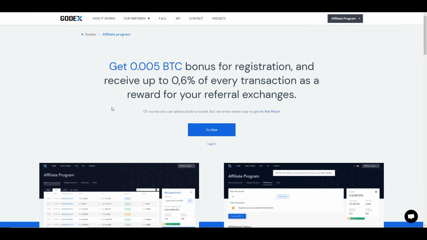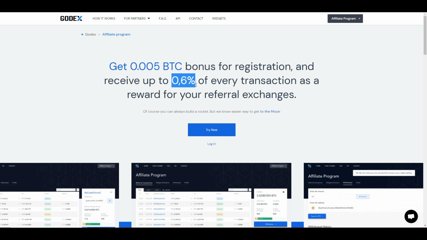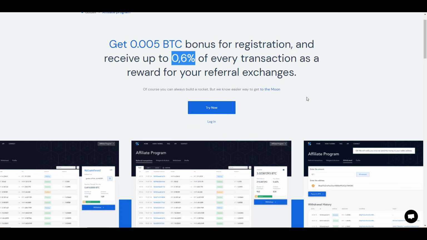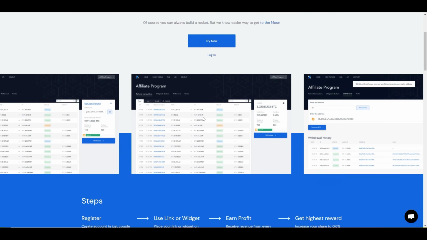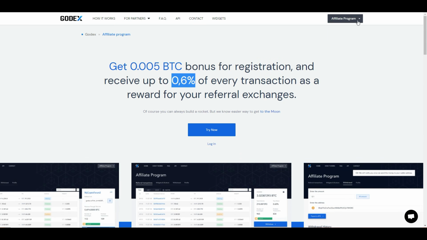And this is the affiliate program that we were talking about. We spoke about what you're getting. You get a 0.005 BTC bonus for registration and receive up to 0.6% for every transaction's reward for your referral exchanges. Guys, that is huge. I've seen exchanges, it's like 0.01%, and even that's good. So the fact that they're giving you 0.6% for every transaction, wow, guys, great to see. And you see it, man, you see it for personal and for business as well.